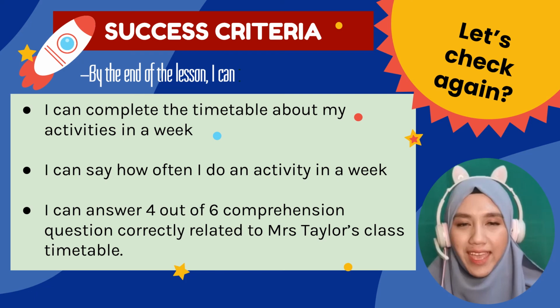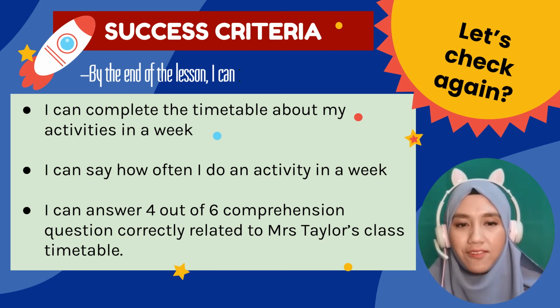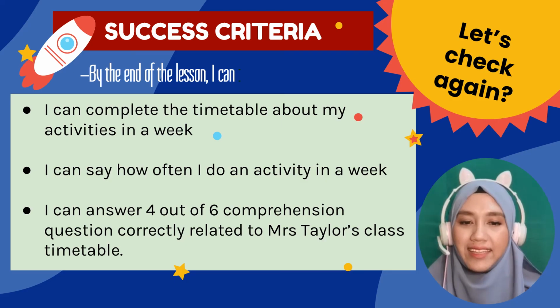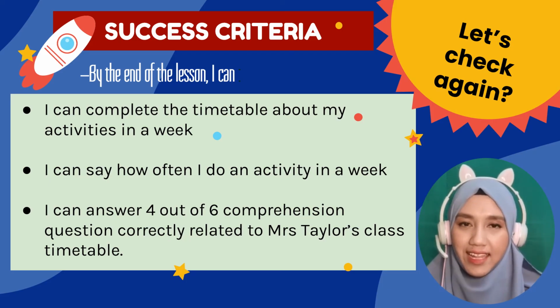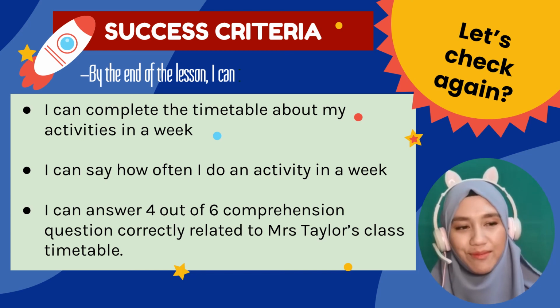Okay, before we end our class, let's check again our success criteria. By the end of the lesson, I can complete the timetable about my activities in a week. I can say how often I do an activity in a week. And I can answer 4 out of 6 comprehension questions correctly related to Mrs. Taylor's class timetable. Did you achieve all these criteria? Then you have successfully learned this lesson. Good job.